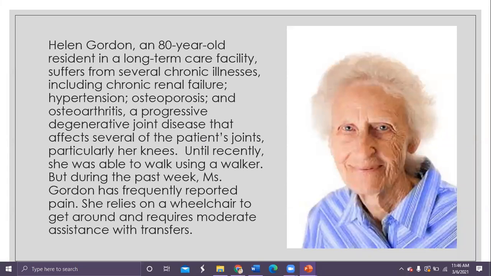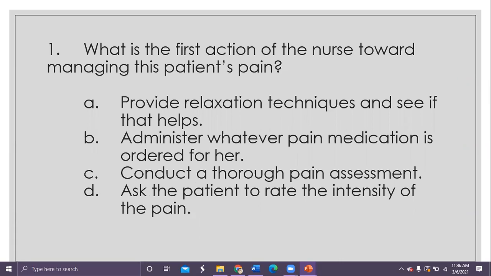Helen Gordon is an 80-year-old resident in a long-term care facility. She suffers from chronic illnesses, including chronic renal failure, hypertension, osteoporosis, and osteoarthritis, a progressive degenerative joint disease that affects several of the patient's joints, particularly her knees. Until recently, she was able to walk using a walker. But during the past week, Ms. Gordon has frequently reported pain. She relies on a wheelchair to get around, and she requires moderate assistance with transfers. So we're going to have 10 questions relating to her care and information about her case study.